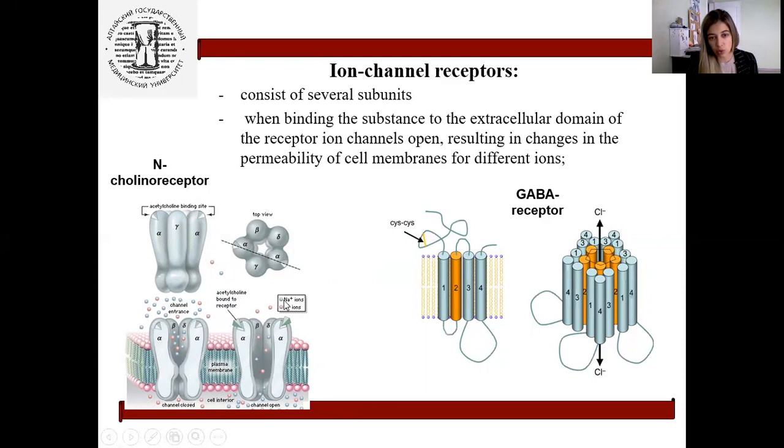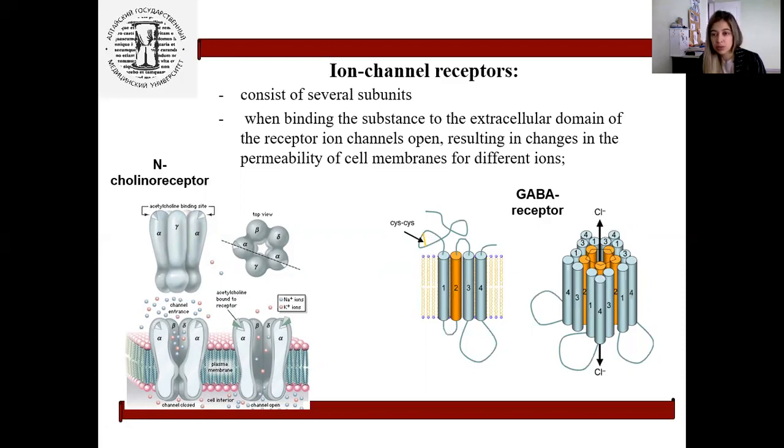When the channel opens, of course, the ions can get inside or they can go outside, depending on the channel. So, of course, it results in changes of the permeability of the cell membrane for these different ions, and then it can change the potential of this membrane. So that is how the effect will be made on this cell. The GABA receptor is even more difficult. You see the structure, many subunits, but they actually control only the chloride channel, where the ion of chlorine can come inside or go outside.